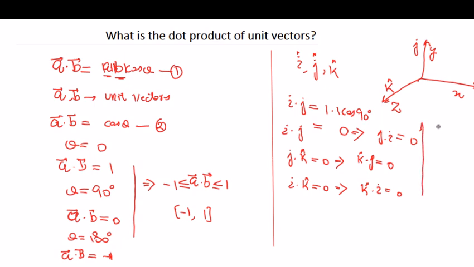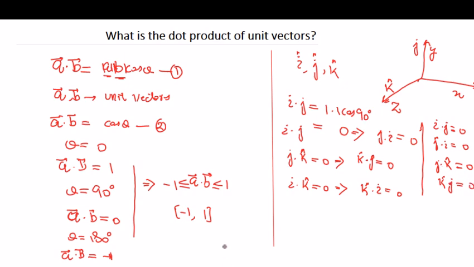Now conclusion. We concluded that I dot j is equal to 0, j dot I will be equal to 0, j dot k and k dot j will be equal to 0.